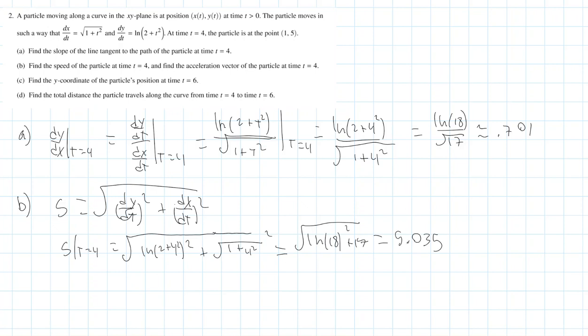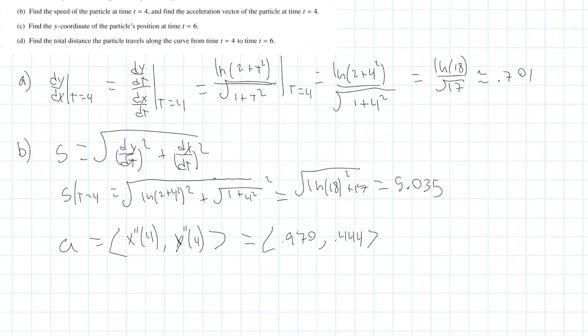5.035. And then for the acceleration vector, we're going to have that the acceleration vector equals x double prime of 4, comma, y double prime of 4. And that equals, if we take the derivative of dx/dt and dy/dt and plug in 4, we get 0.970, comma, 0.444 for the acceleration vector.